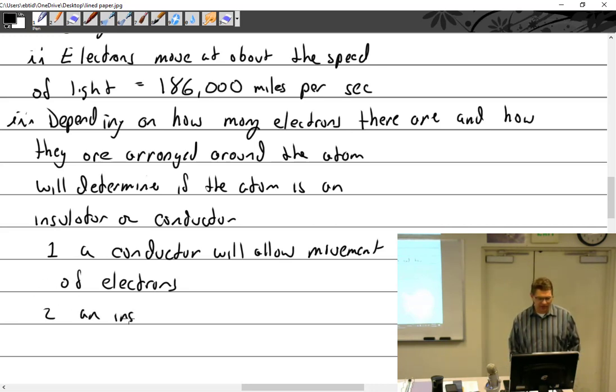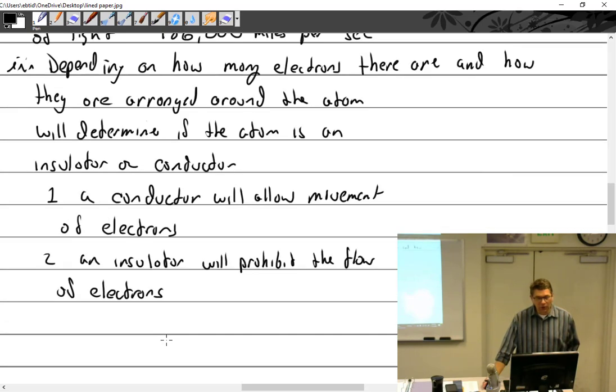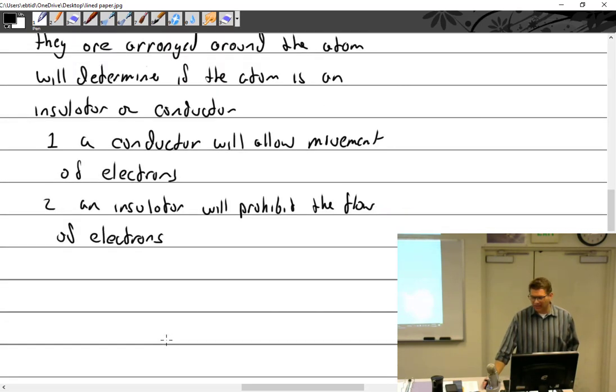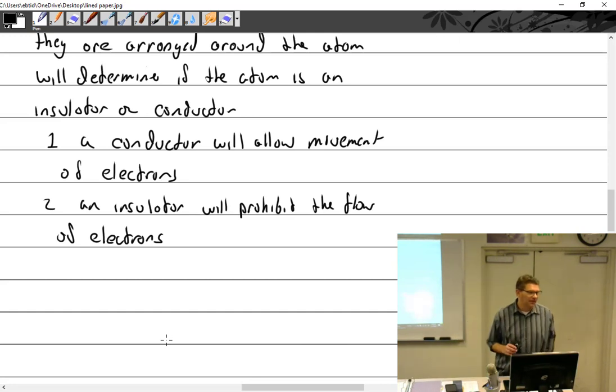An insulator will prohibit the flow of electrons. Within reason. If you put enough voltage across anything, electrons will flow. That's called breakdown.